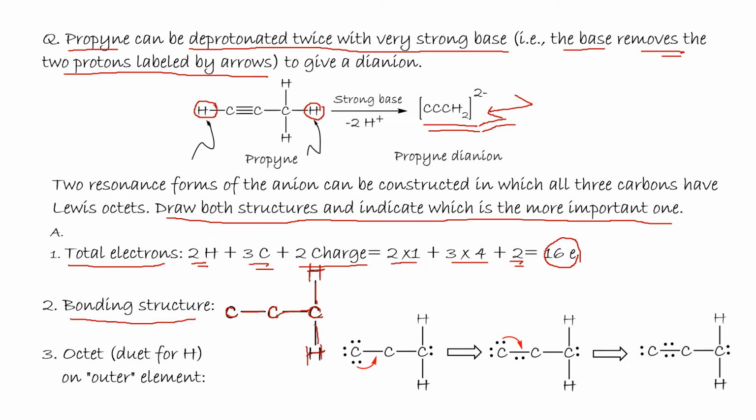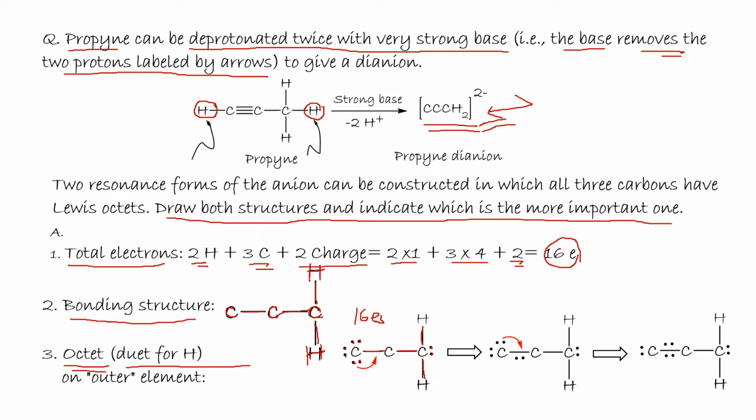Now be sure that you have octet, or duet for hydrogen, on the outer elements. So we give these 2 electrons, since it has said already 1, 2, 3. We give this one 1, 2, 3, 4, 5, 6, since we have only 1 bond. Count the number of electrons: 10 and 6, 16. We use the whole 16 electrons.